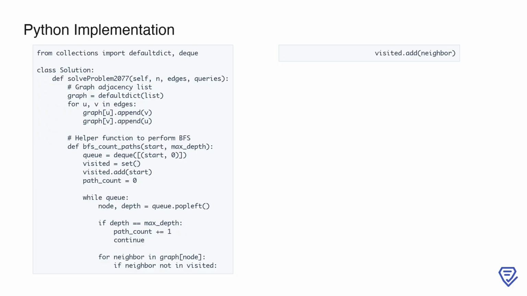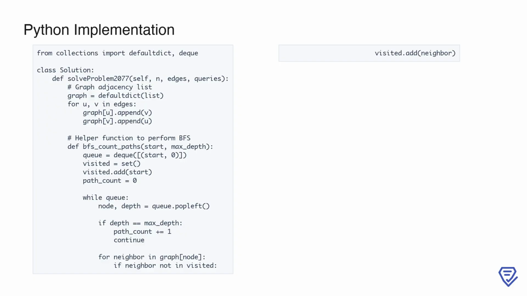First, we build the graph as an adjacency list using the defaultdict. For each edge between nodes U and V, we append V to the adjacency list of U, and vice versa, ensuring our graph is bidirectional. Next, we define a helper function called bfs_count_paths. This function will perform a breadth-first search starting from a given node and count the number of valid paths up to a specified maximum depth.